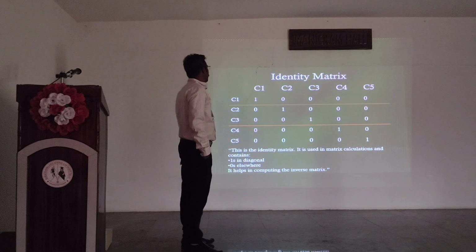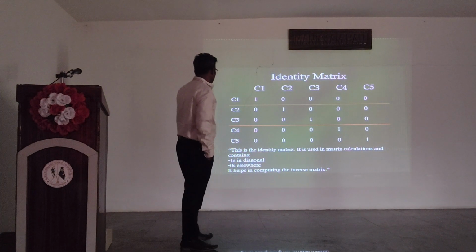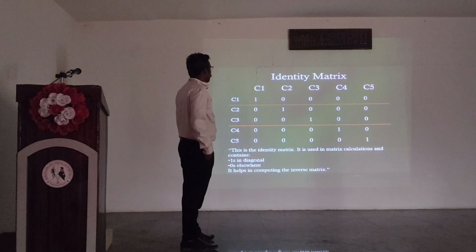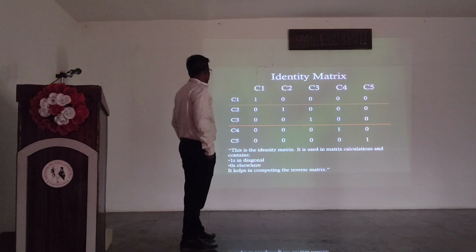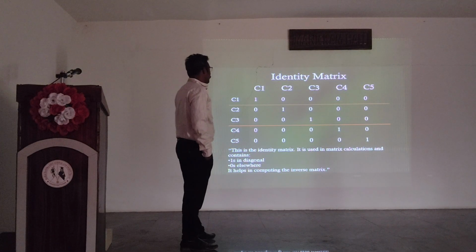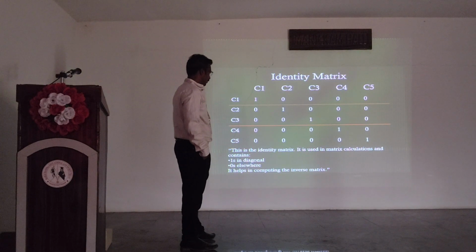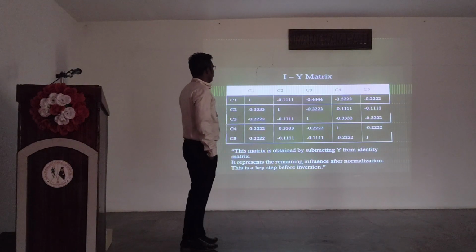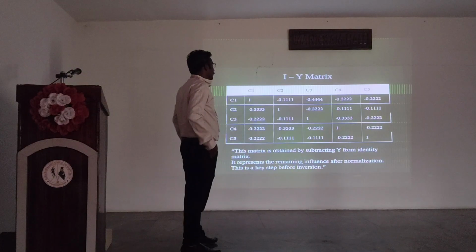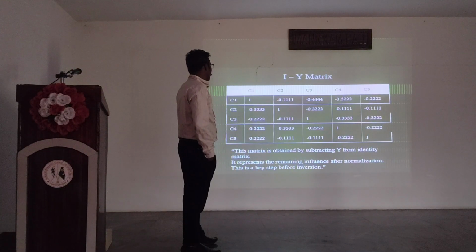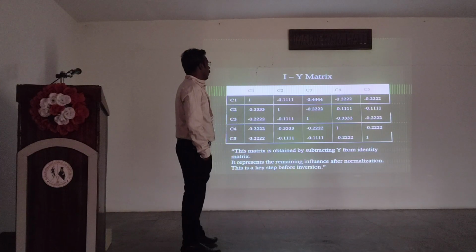This is the identity matrix. One is on the diagonal, and all other elements are 0. It helps compute the inversion matrix. This is the I minus Y matrix. This matrix is obtained by subtracting Y from the identity matrix. It represents the remaining influence after normalization. This is a key step before inversion.